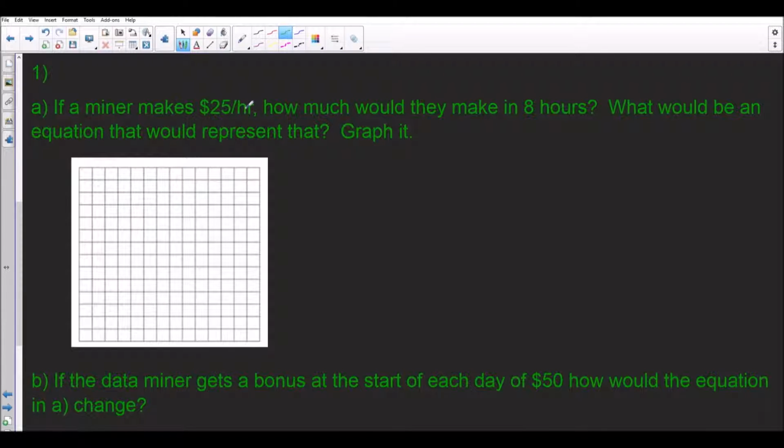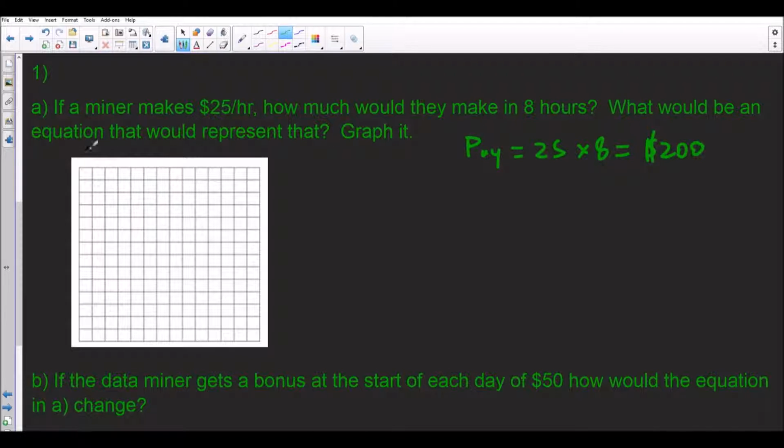So if a miner makes $25 per hour, how much would they make in 8 hours? So the pay that they would get in 8 hours would just be 25, so their rate, $25 per hour, times the 8 hours, right? Simple math. So that's just $200. Okay, so they'd get $200 for working 8 hours.